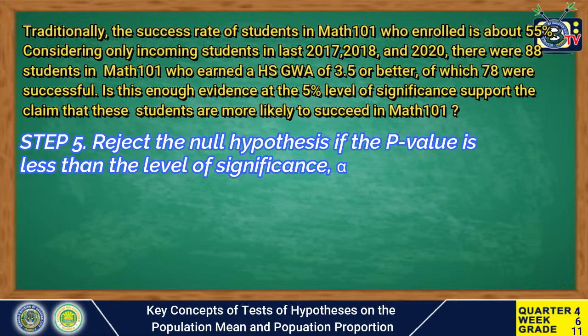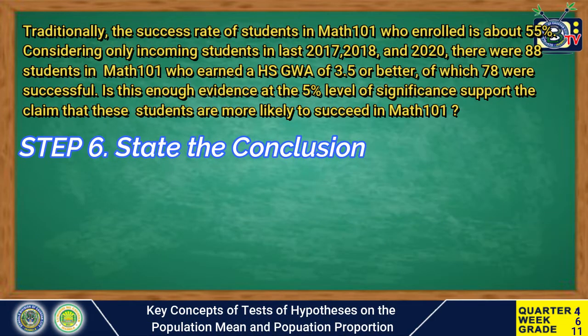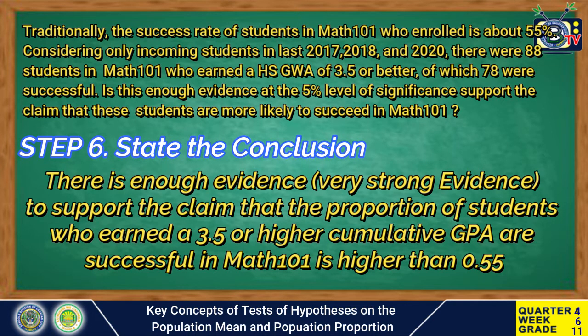Step 5. Reject the null hypothesis if the p-value is less than the level of significance alpha. Since the p-value is less than your alpha, reject the null hypothesis. We definitely have enough evidence to support our alternative hypothesis. Step 6. State the conclusion. So there is enough evidence, very strong evidence, to support the claim that the proportion of students who earned a 3.5 or higher cumulative GPA and are successful in Math 101 is higher than 0.55.